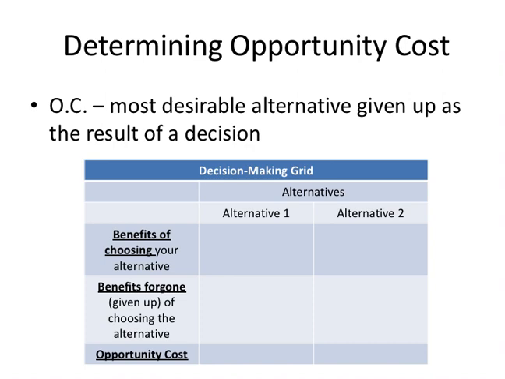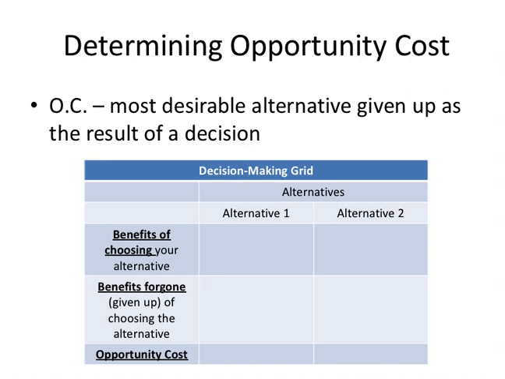Let's use another example: eating breakfast. Some of us are adamant that we're going to eat breakfast every morning. Others of us, it depends if I have time. Others, I don't eat breakfast whatsoever. So what you could do with this decision-making grid is write down all the benefits of choosing the alternative of eating breakfast or not eating breakfast. And then the benefits foregone would be the things you're giving up by choosing the alternative. And then the opportunity cost is the number one most desirable thing that you'd be giving up by eating breakfast, or on the other side, by not eating breakfast.